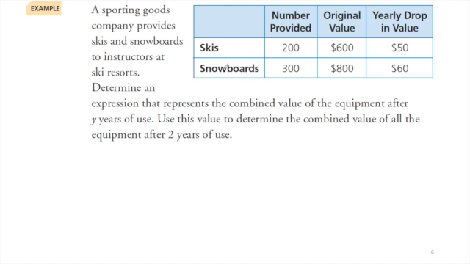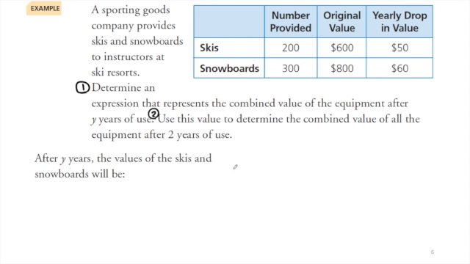So we have skis and snowboards. So we have information about skis and information about snowboards, but we want to combine that. Okay, so that's where you're going to get that distributive property. Use this value to determine the combined value of all equipment after 2 years of use. So part 1 is determining that expression, and then part 2 will be using the value to determine the combined value.